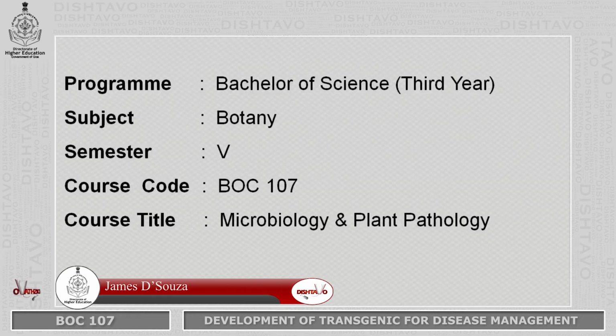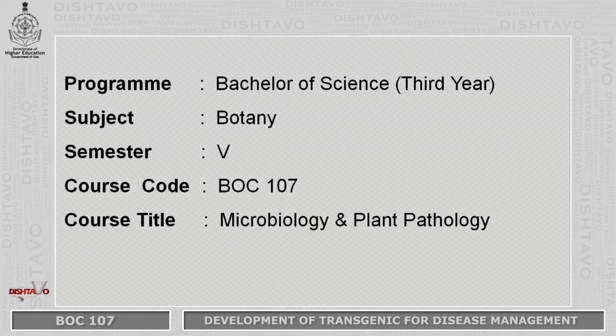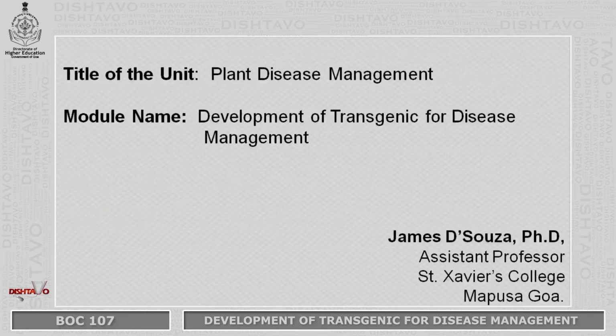Today's program is for Bachelor of Science, third year, subject Botany, semester 5, course code BOC 107, course title Microbiology and Plant Pathology. Title of the unit: Plant Disease Management. Module name: Development of Transgenic for Disease Management.